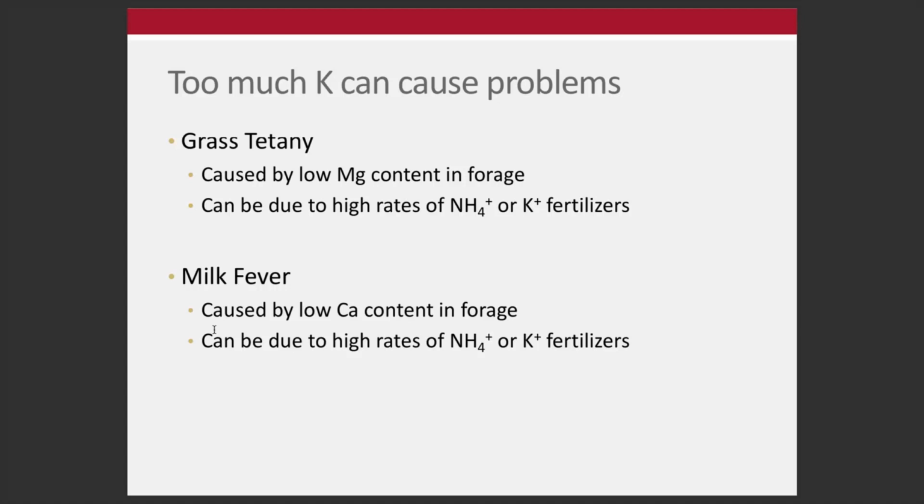And then there's also what's called milk fever, which is again typically from the same issue of over application of ammonia or potassium and driving calcium off those exchange sites. That causes calcium uptake in the forage to be less than it otherwise would be, and then milk fever as a result. So both of these are livestock ruminant nutrition issues caused by either too little magnesium or too little calcium in that feed material.